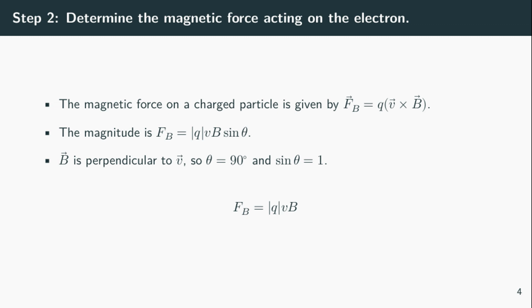The formula for the magnetic force on a charged particle is vector Fb equals q times the cross product of vector v and vector B. The magnitude of this force is Fb equals the absolute value of q times v times B times the sine of the angle theta, where theta is the angle between vector v and vector B. The problem states that vector B is perpendicular to vector v, so the angle theta is 90 degrees. The sine of 90 degrees is 1. This simplifies the magnitude of the magnetic force to Fb equals the absolute value of q times v times B.